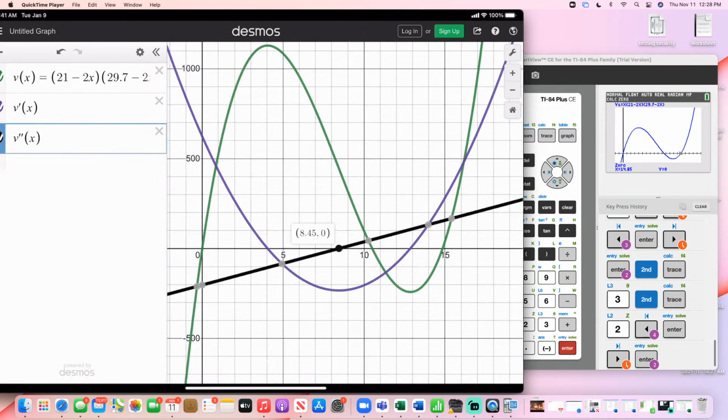And see how they cross the x-axis? It went from negative, concave down, to positive, concave up. Guess what? At 8.45. We just taught you this.